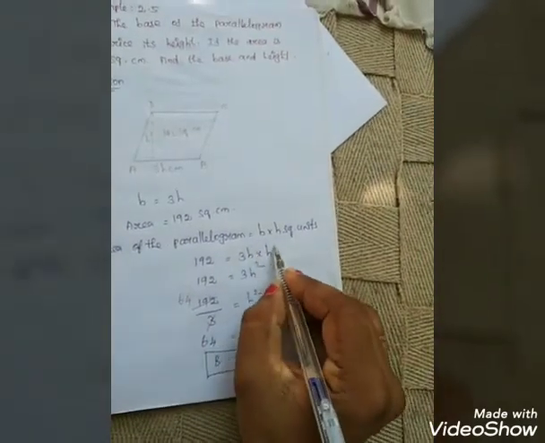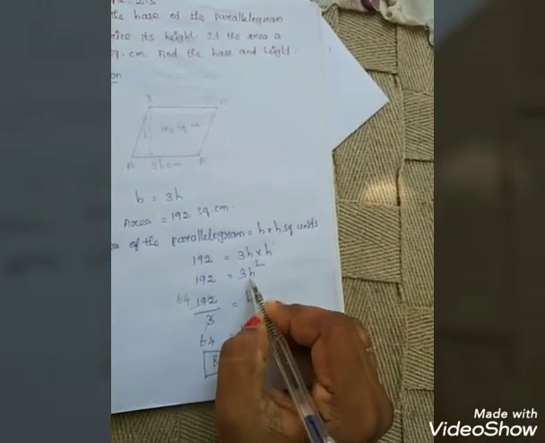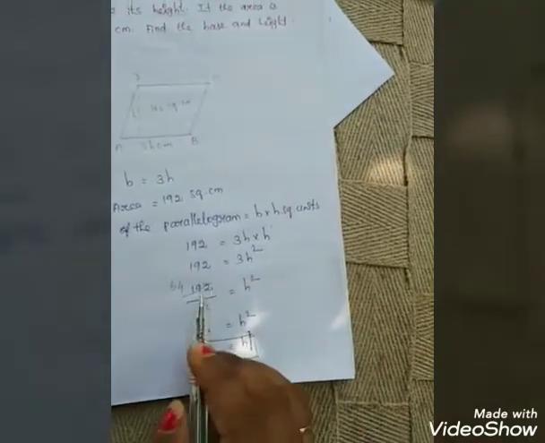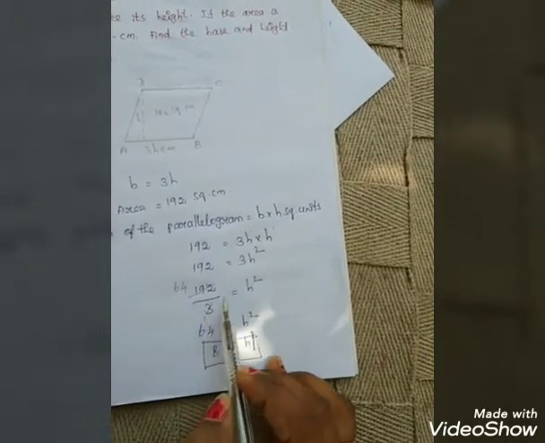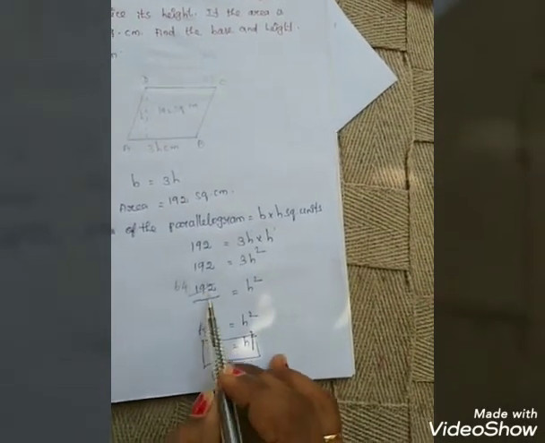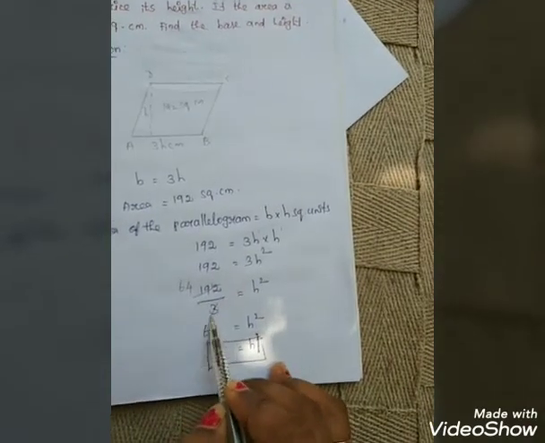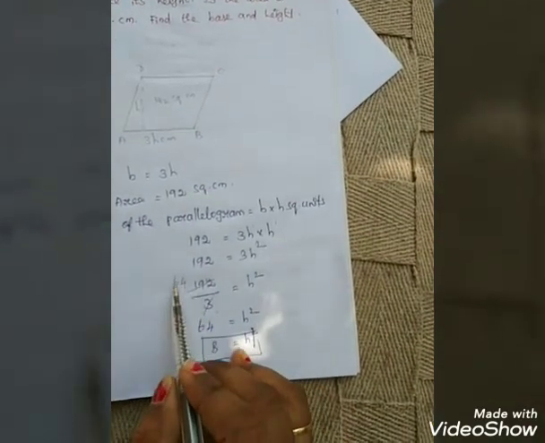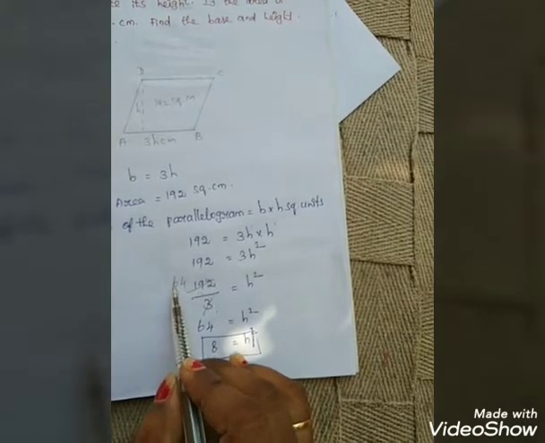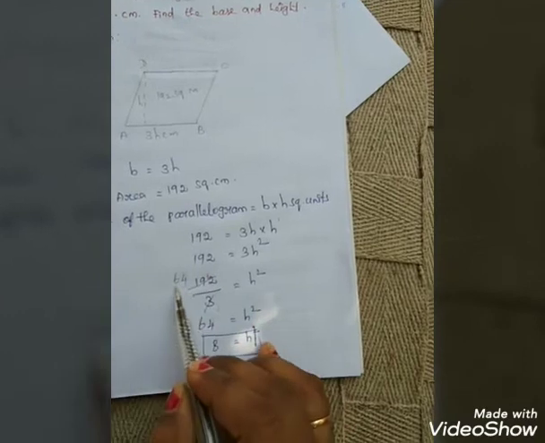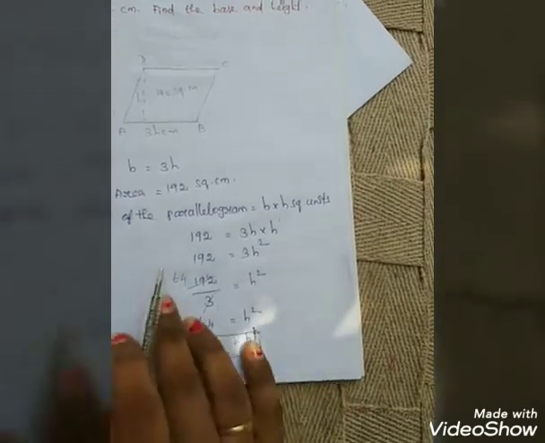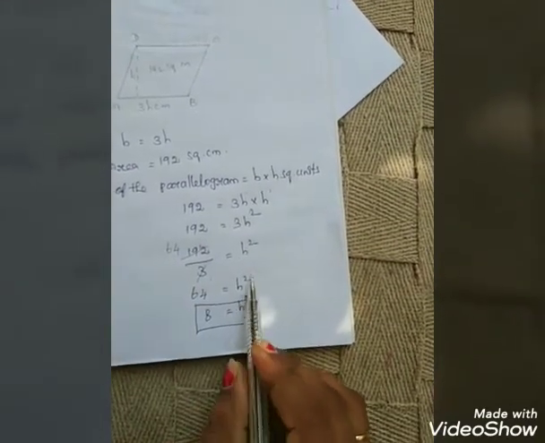Here also 1, here also 1. So h into h is h square. So 192 and 3 are multiplied. So when it comes to the opposite, it becomes divide. The 3 goes to the opposite side and becomes divide. Okay? 192 divided by 3. 1 3 is 3. 6 3s are 18. Balance 1. 4 3s are 12. So 64 is equal to h square.